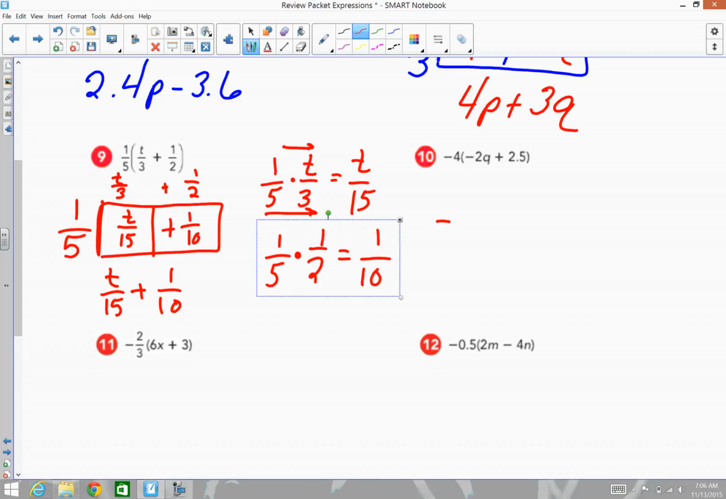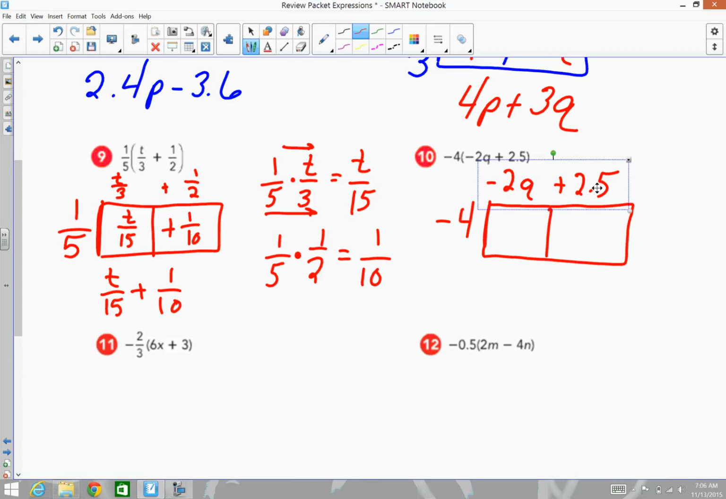Number 10, we have negative 4 on the side, negative 2q plus 2.5 up top. Okay, negative 4 times negative 2 is positive 8. Keep the q. Negative 4 times positive 2.5 is negative 10. So we get 8q minus 10. Okay, don't forget about your peace sign chart. Okay, negative times a negative gives you that positive.